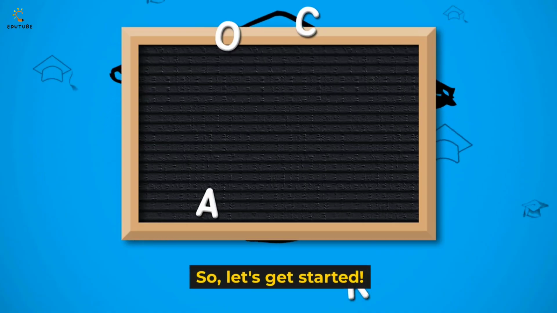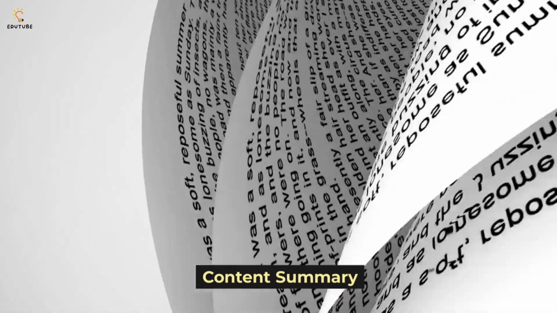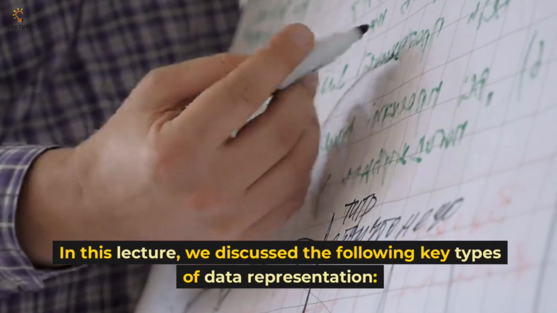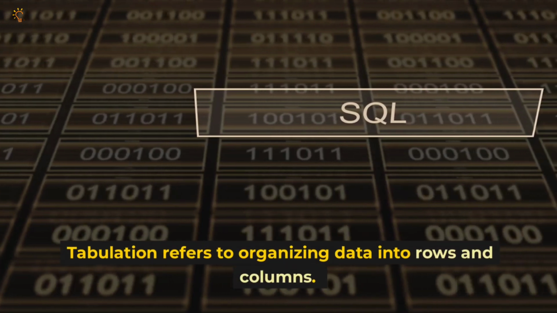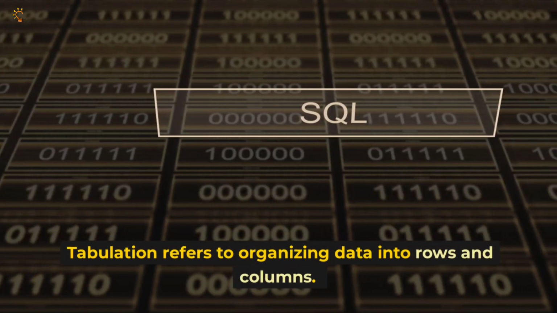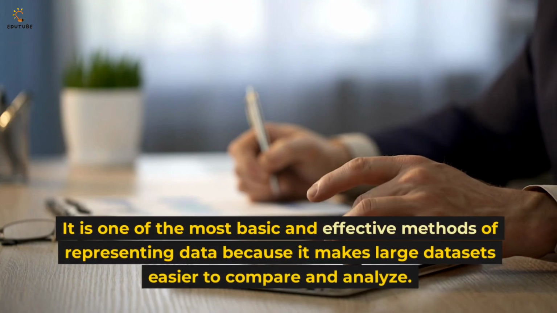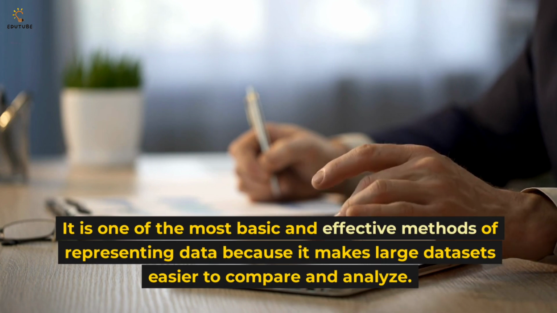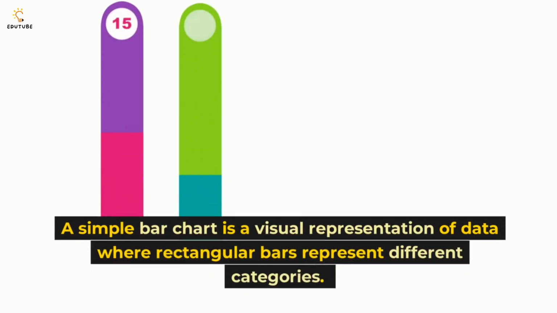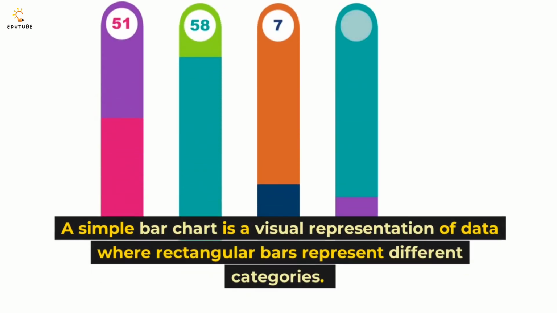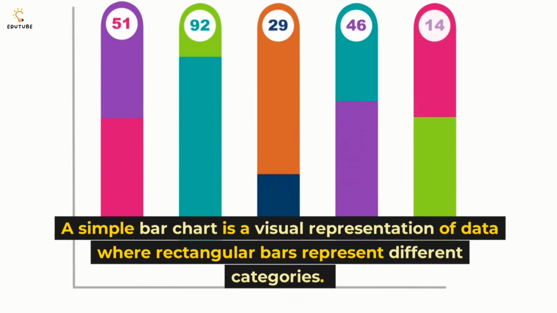So, let's get started. Content summary. In this lecture, we discuss the following key types of data representation. Tabulation refers to organizing data into rows and columns. It is one of the most basic and effective methods of representing data because it makes large datasets easier to compare and analyze. A simple bar chart is a visual representation of data where rectangular bars represent different categories.